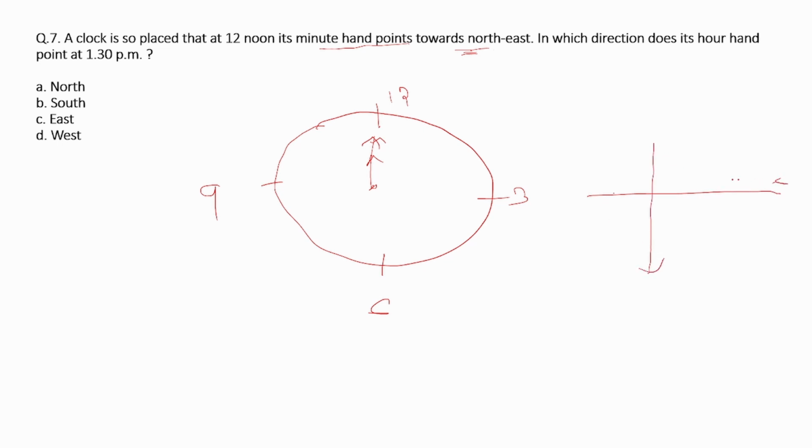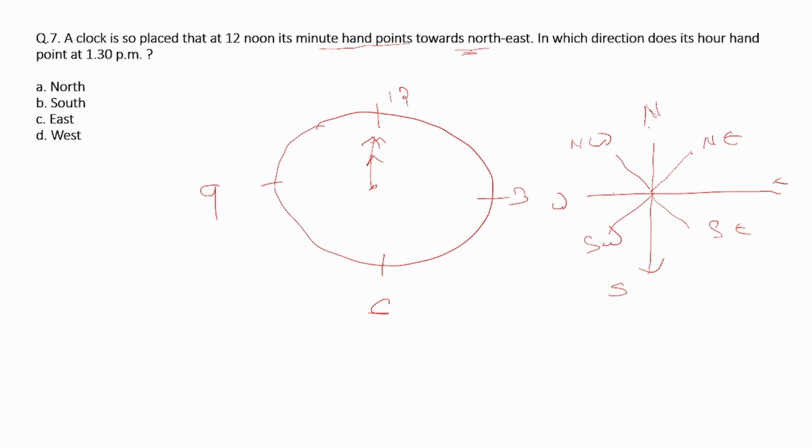So this is east, this is west, this is south, this is north, this is northeast, southeast, southwest, northwest. At 12 noon, its minute hand points towards northeast. Means this is actually north, but this is northeast.